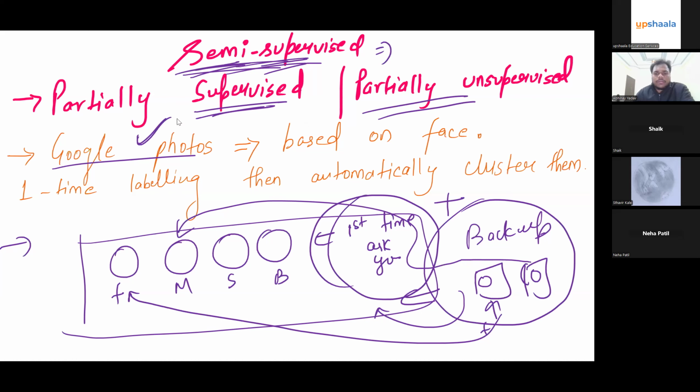Making sense? Yes. Okay, so what you do is the one-time labeling, and it does the automatic clustering of the particular photos. Again, when an unknown entity, unknown photos come, it will ask you to label that photo. Okay, so this is your semi-supervised learning.